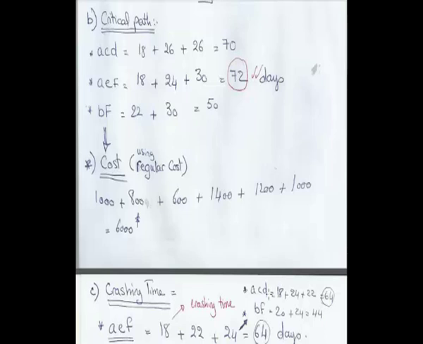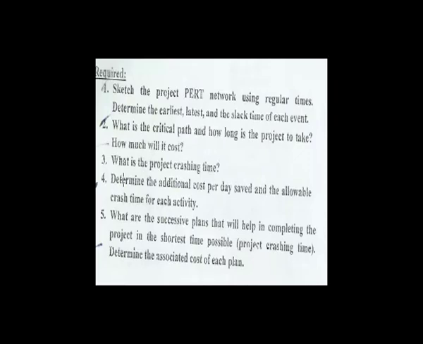And you can also calculate the rest of the paths in order to see that they have also decreased and have been affected by the crashing timing. You can see that ACD equals 18 plus 24 plus 22 equals 64, which is the same as the critical path given in the regular timing. So don't panic. You can get two critical paths in the crashing timing. It is not unusual. And BF equals 44.